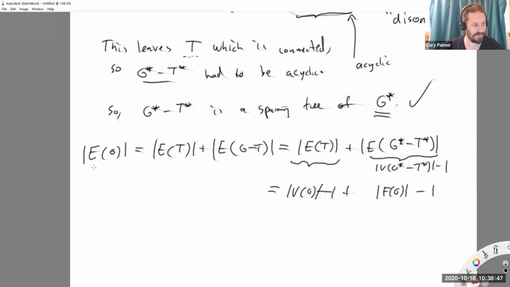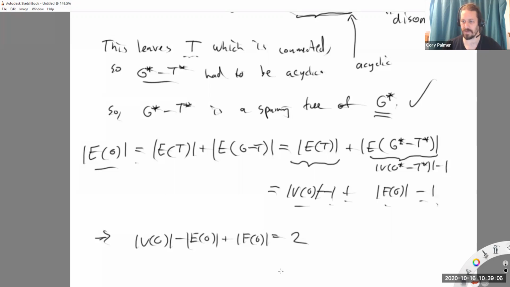And now look what we have. We have edges equal vertices minus 1 plus faces minus 1. If you simplify, then you get V of G minus E of G plus F of G equals, there's two 2's left over on the opposite side. Isn't that awesome? That's so cool.